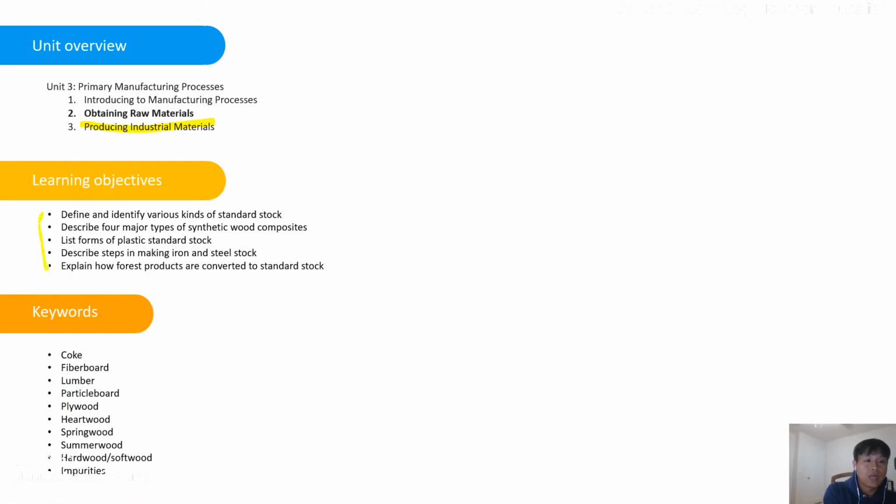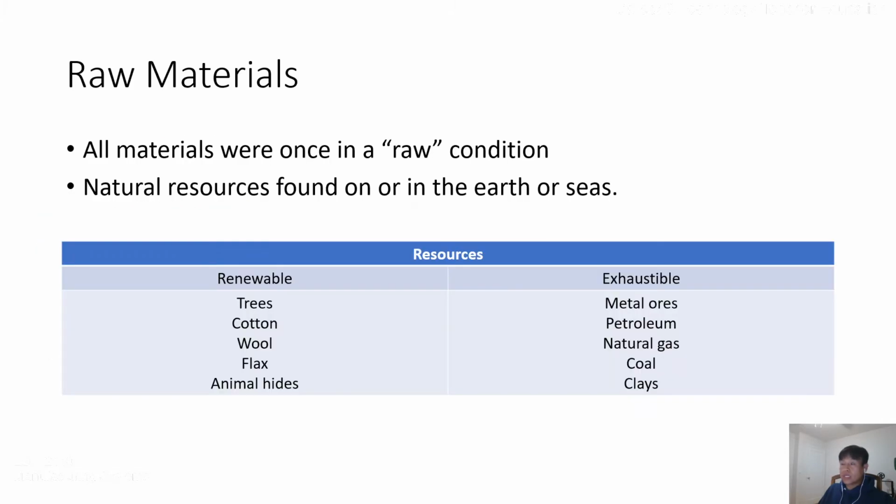I have 5 objectives. First one is to define and identify various kinds of standard stock and describe 4 major types of synthetic wood composites. Actually, I'm going to highlight three, not four. But this is so important: synthetic wood. List the forms of plastic standard stock, describe steps in making iron and steel stock, and explain how the products are converted into standard stock. Those are also keywords.